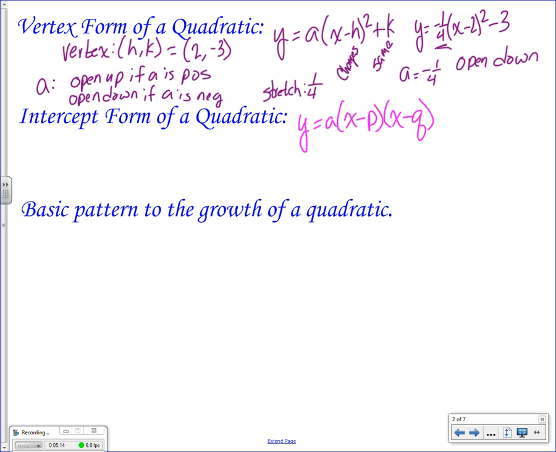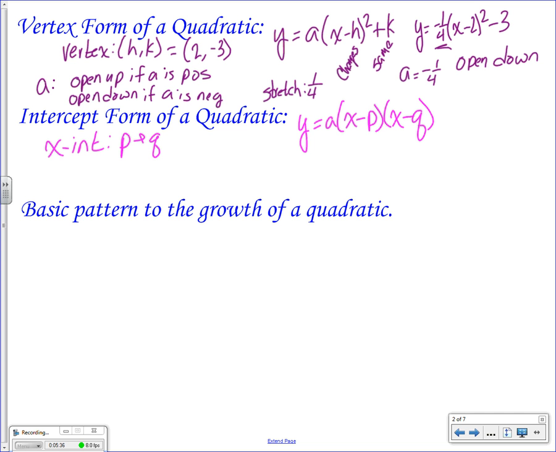Not too bad, right? It's inside the parentheses, so guess what? They're going to change signs when I pull them out. Always, anything inside the parentheses, when I pull them out, changes signs. Everything's been like that, right? So my x-intercepts, not y, x-intercepts, are going to be p and q.